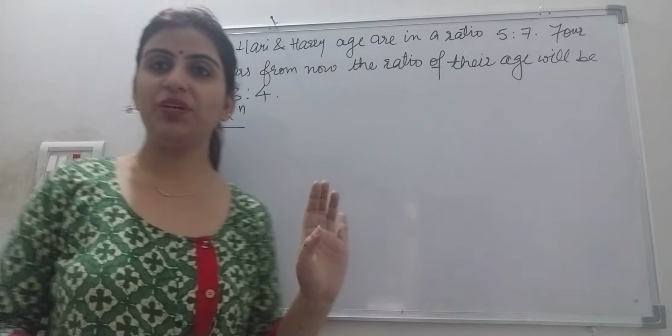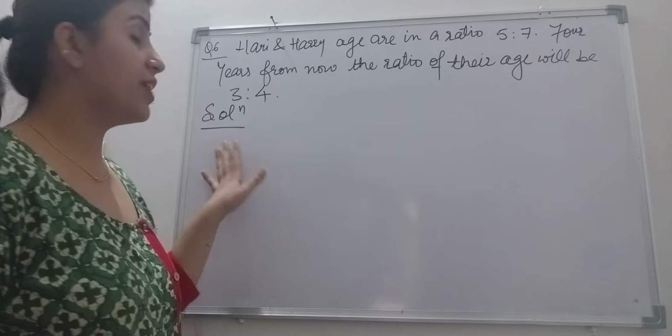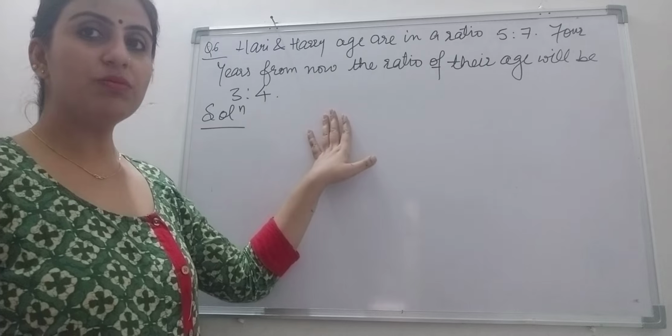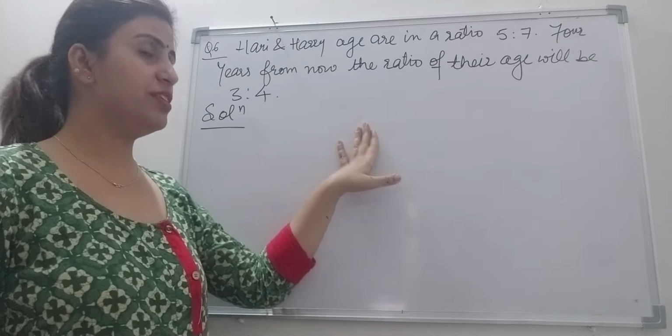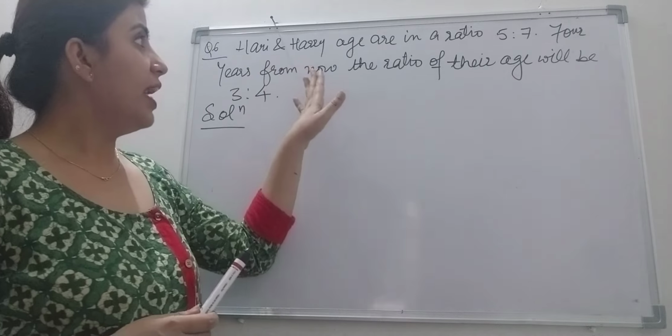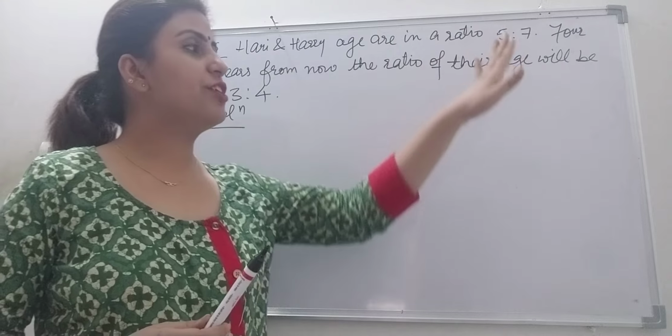Okay class, in this video we will start with question number 6 of a class exercise of chapter number 2. This is a word problem question. We will understand the question first and then we will start doing the solution. Okay. Hari and Harry's ages are in a ratio 5:7.